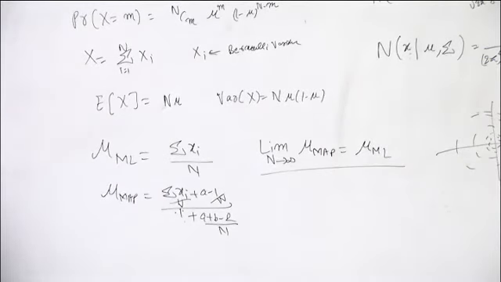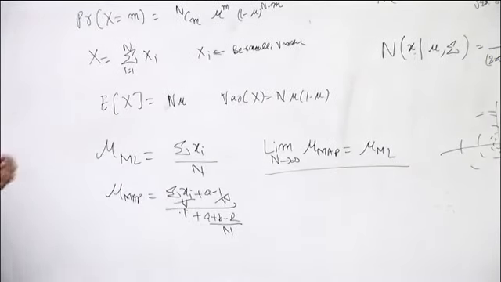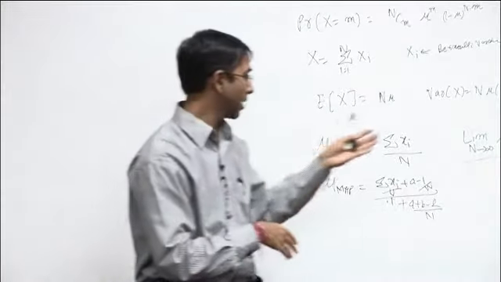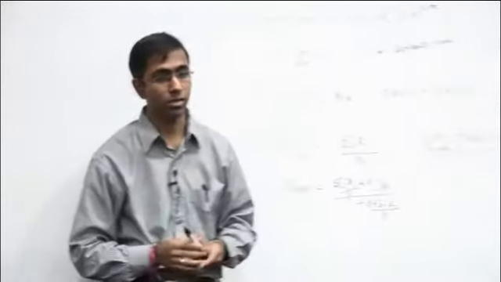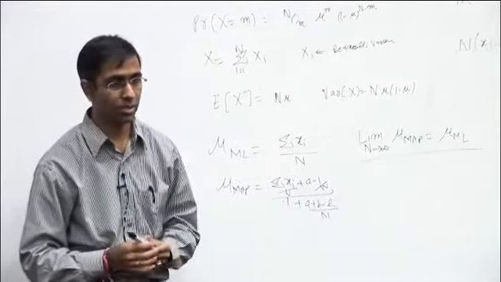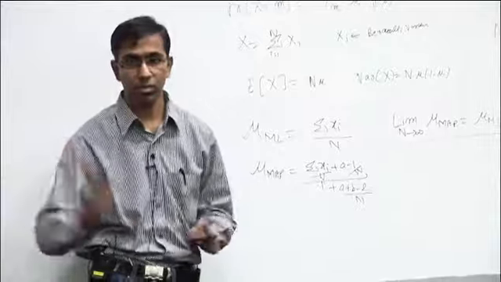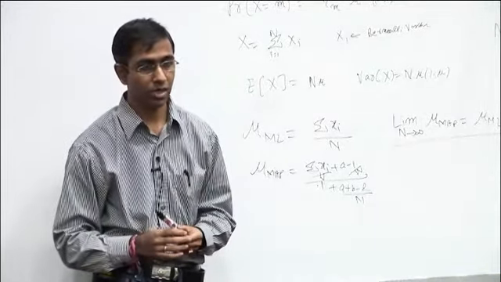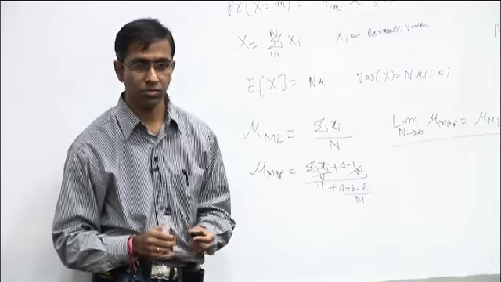And this you will see again and again in several learning algorithms. That is, as n tends to infinity, you want your MAP solution to approach your maximum likelihood solution. This is also called the consistency condition. That is, when the number of samples goes to infinity, your MAP solution should be consistent with your maximum likelihood estimate.